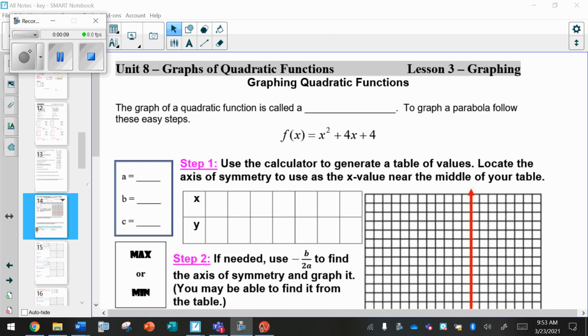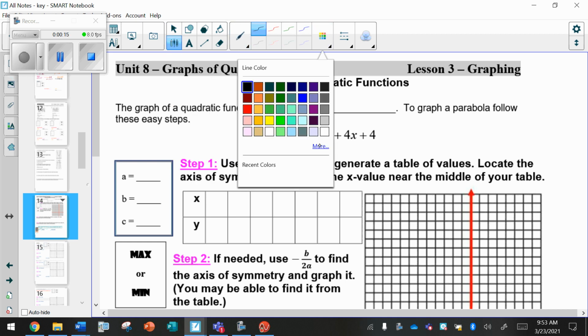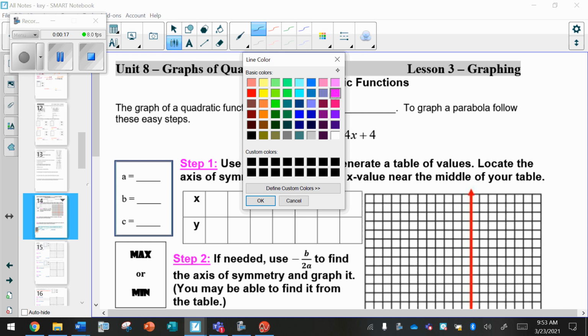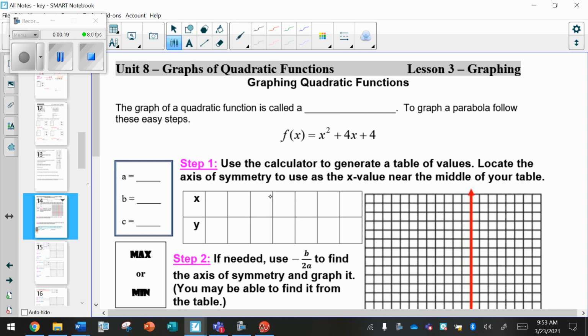We are going to do some graphing of our quadratic equations. And I've mentioned this a couple times. You may have heard me say this in passing here and there. A quadratic graph, quadratic function, is also called a parabola. Spelled parabola, but pronounced parabola. So today we are going to graph parabolas.